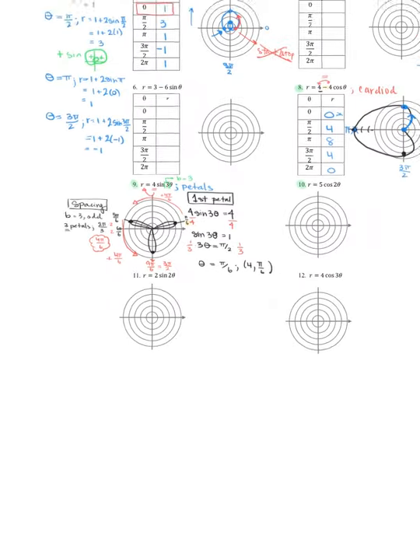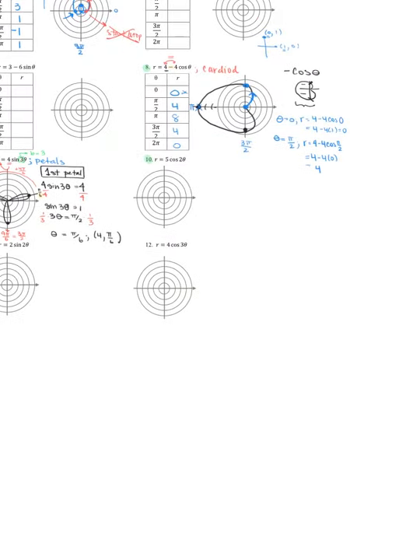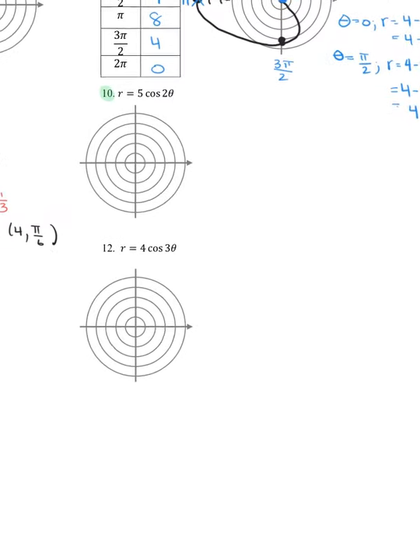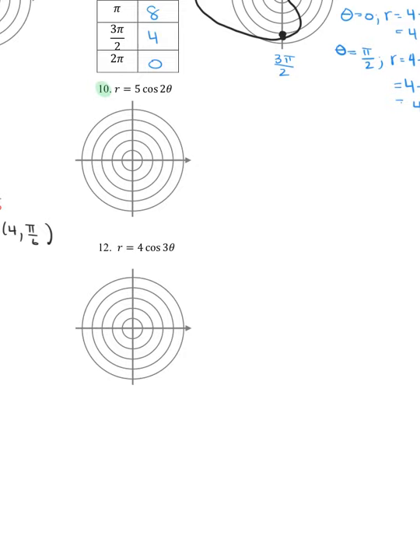So last one, question number 10. So for question number 10, I know that I have a petal graph because I am not adding or subtracting anything. So for a petal graph, the first thing I always want to do is find that location. Where the heck is that first petal? And I know that first petal's radius is going to be 5 because my coefficient is 5.